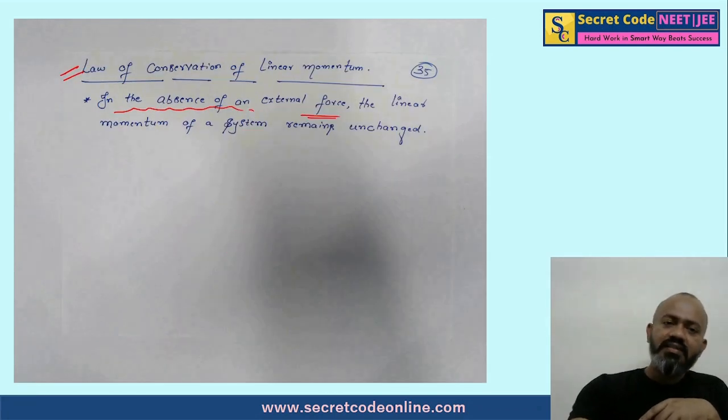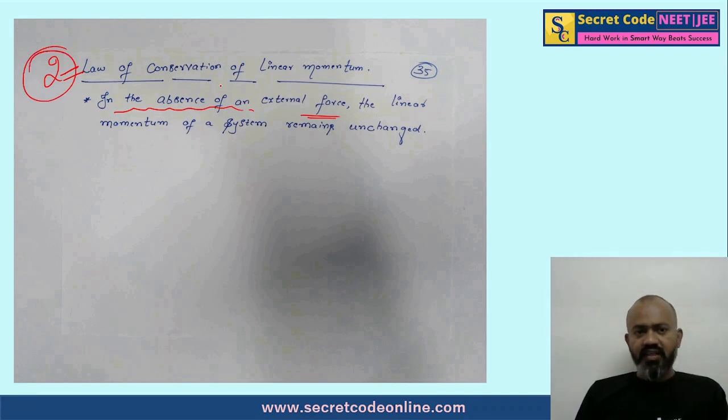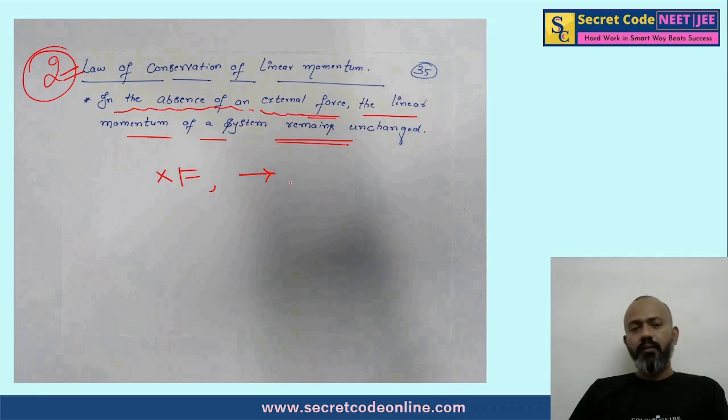Okay, second one is the law of conservation of linear momentum. See what the law of conservation of linear momentum says. It says that in the absence of external force, the linear momentum of a system remains unchanged. That means if there is no external force, the linear momentum of the system will not change. If some kind of force is there, definitely it will change. If the force is not there, it will not change.